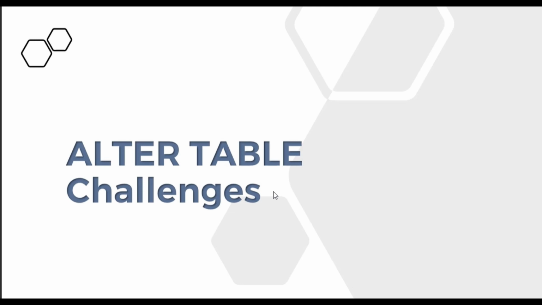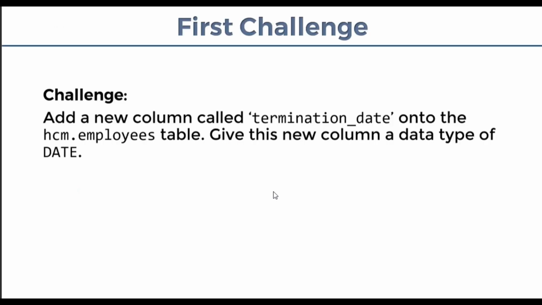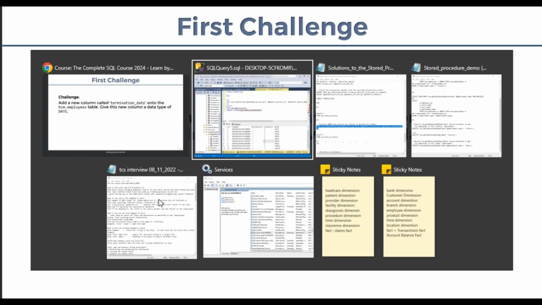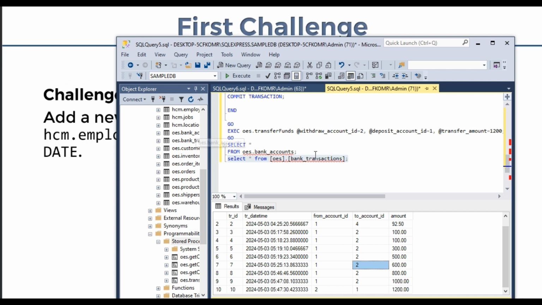Let's see all the table challenges. The first challenge is to add a new column called termination date to the HCM employees table. Give this new column a data type of date. So for the HCM employees table, we just want to add a termination date column, right?